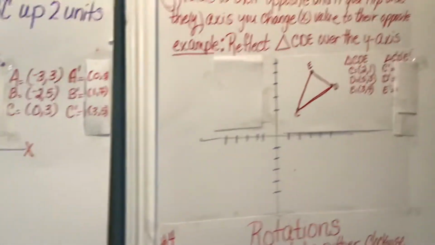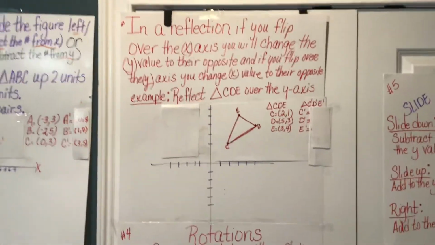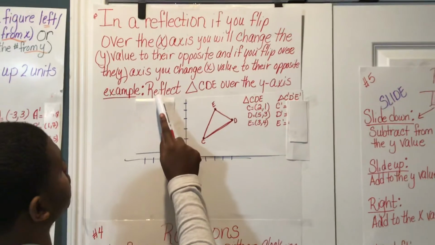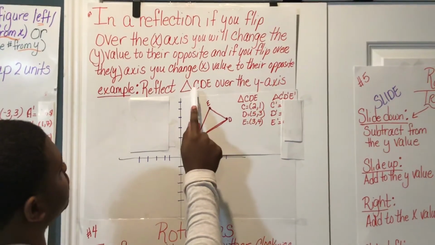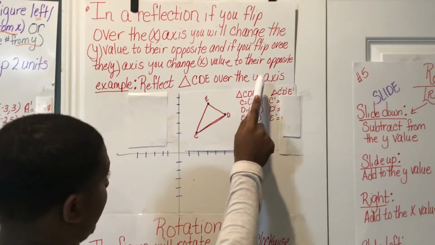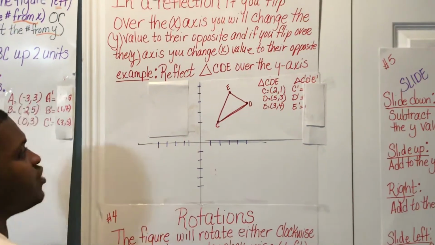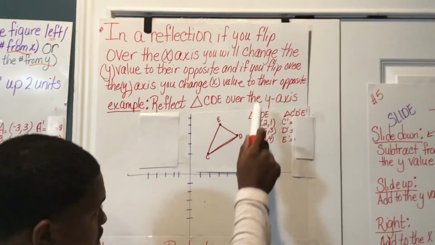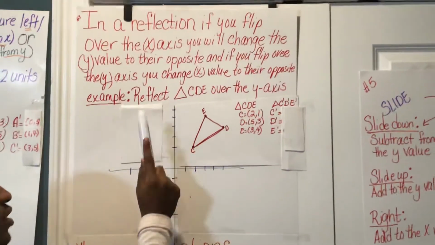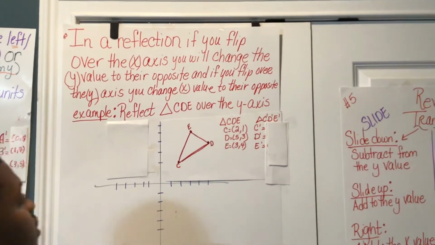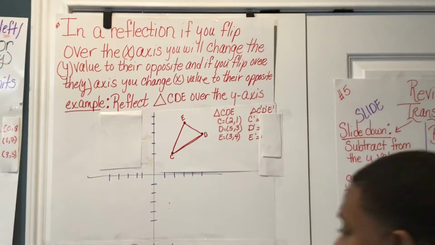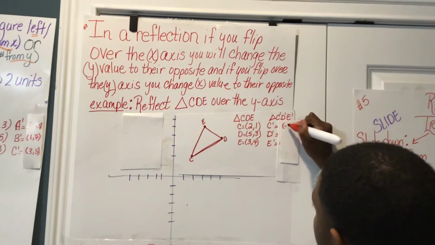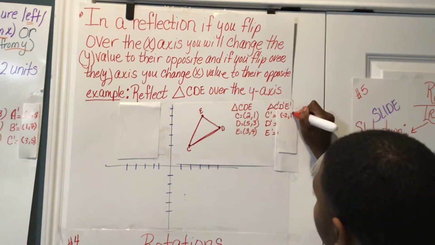So let's see what we can do here. I'm going to get my former student again to come up, and he's going to show us how to do this reflection. Okay, so the question's asking us to reflect triangle CDE over the y-axis, so up and down. This will mean our x values are going to be negative because we changed them to their opposite. Exactly. These are clearly positive. Perfect. So we're going to be using this quadrant. Therefore, our C prime is going to be negative 2, comma 1.